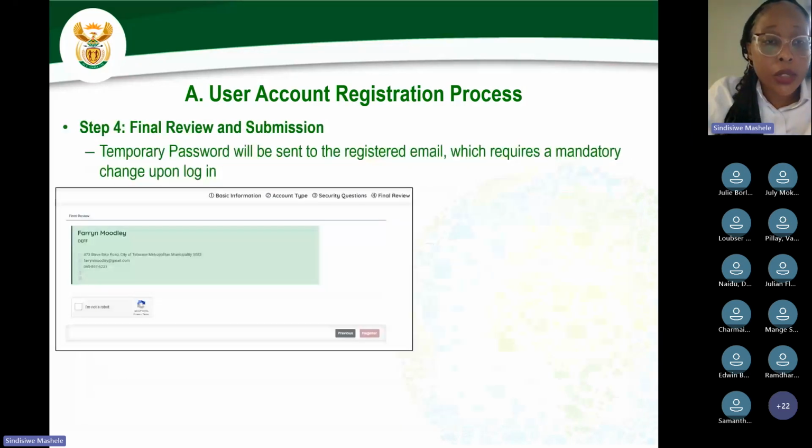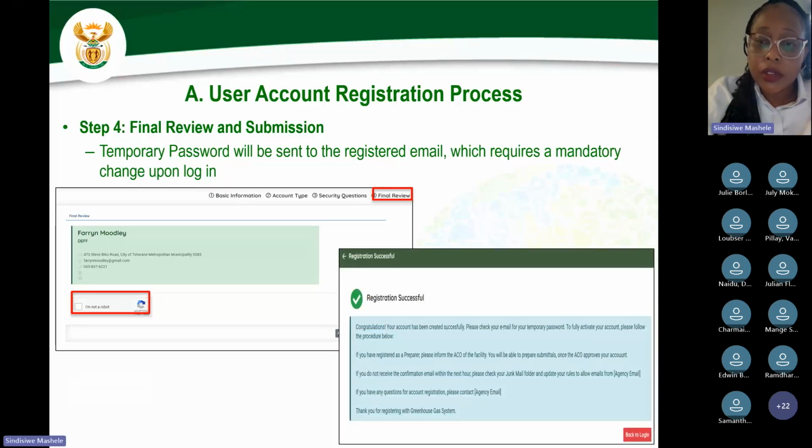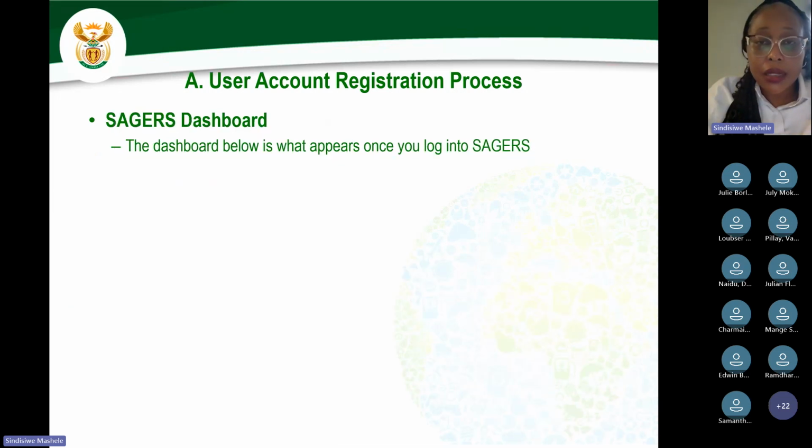Then the next process is the final review, where you confirm that all the information that you provided under the basic information and account type is correct. So then a temporary password will be sent to your registered email. So then you will receive an email with your login details.